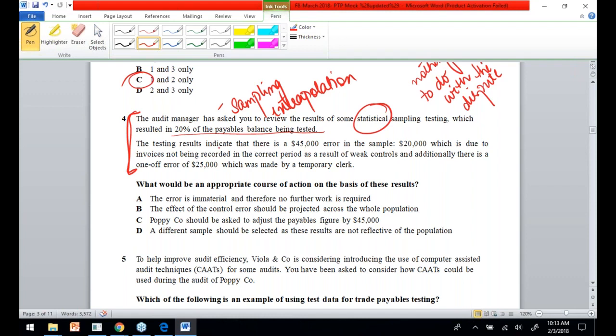The testing results indicate that there is a $45,000 error in the sample, $20,000 of which is due to invoices not being recorded in the correct period as a result of weak controls. And additionally, there's a one-off error of $25,000 which was made by a temporary clerk. Now, you know that the error made due to weak controls should be extrapolated. A one-off error cannot be extrapolated by the auditors. Why? Because a one-off error is unlikely to affect the entire population.